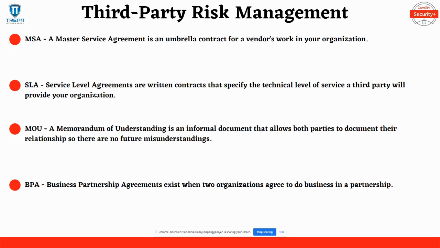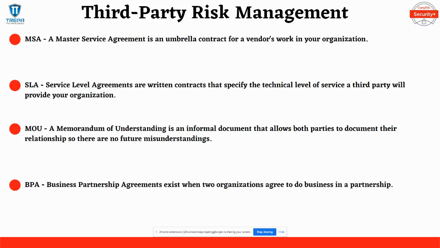Now let's go over some more documentation we may see in the enterprise. An MSA is a master service agreement. This is an umbrella contract for any work a vendor may do in or for your organization. An SLA is a service level agreement. This is a written contract that specifies the technical level of service a third party will provide. This could include response times to outages or the provider's uptime.